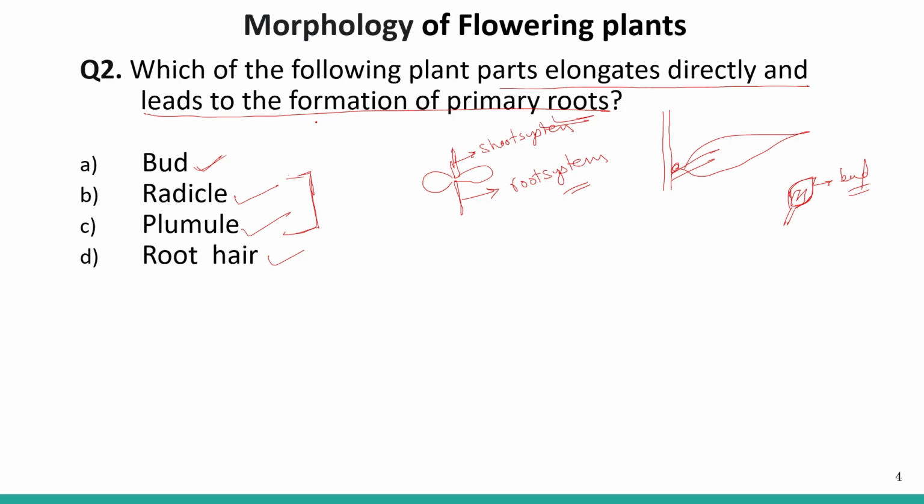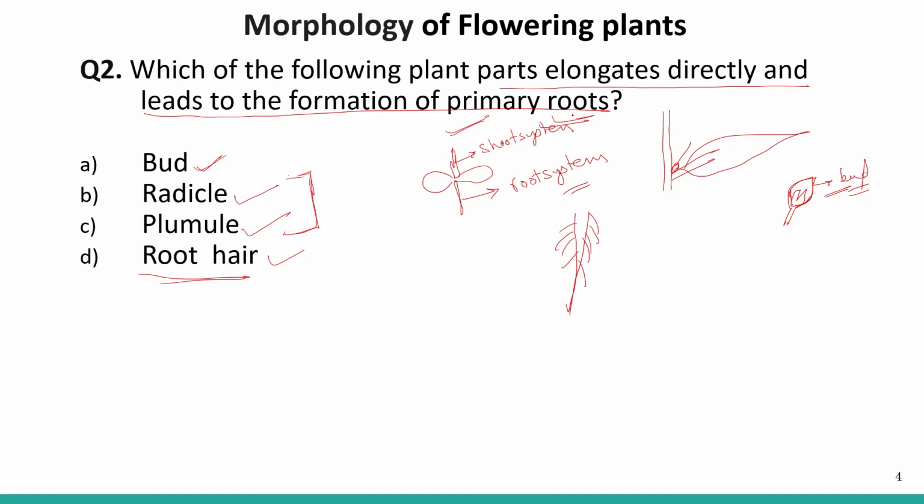So which of the following plant parts elongate directly and leads to the formation of primary root? They are talking about the root. So neither this axillary bud nor this floral bud gives rise to the root system. Now these root hairs are formed after the formation of this root.